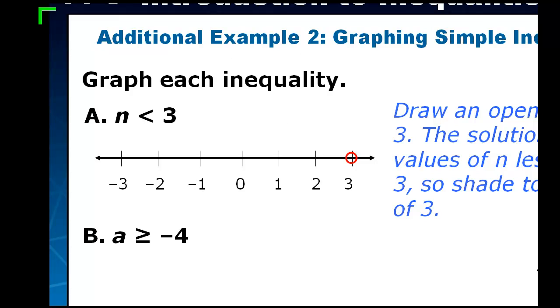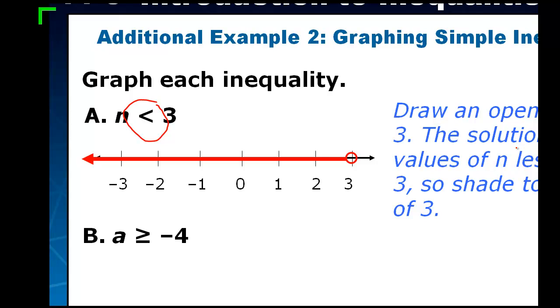Why did I make an open circle here? Because here we don't have equals. It's only smaller than, no equals. So the circle will be open. After that, I will draw a line smaller than 3. Okay, I will draw a line or shade to the left of 3. Left because it's less than.